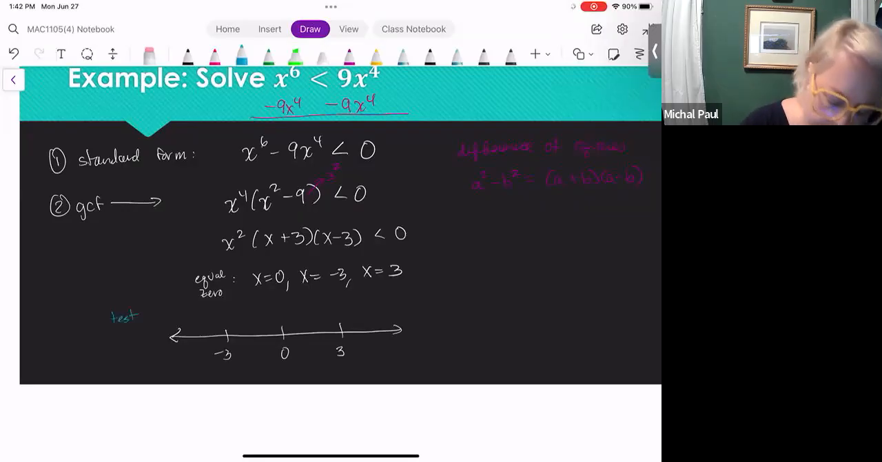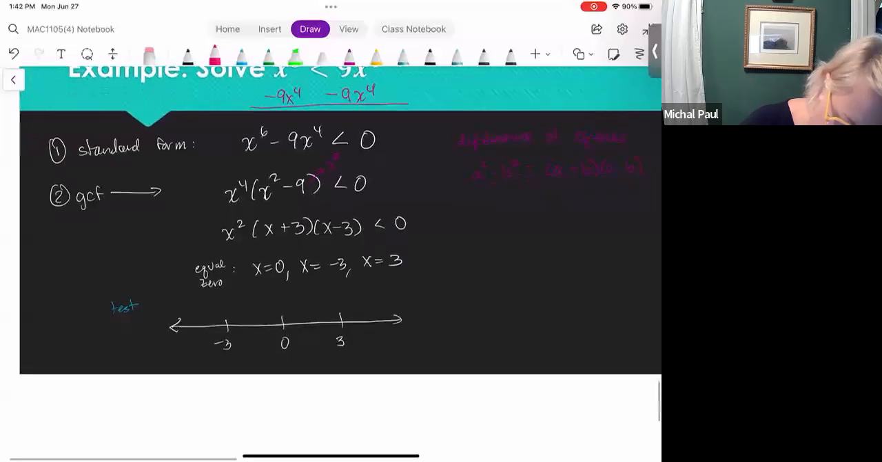I'm going to pick some test points. Oh, first of all, though, I'm going to write on here. These are open circles because I have less than, not less than or equal to. So these answers are not included in my shading.